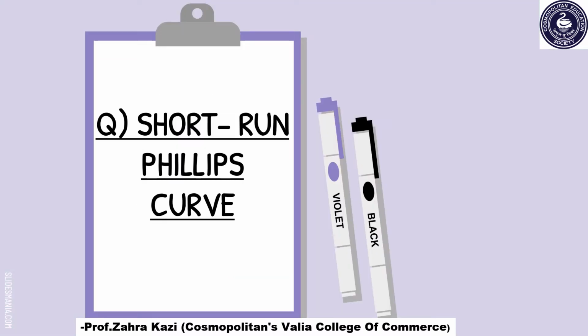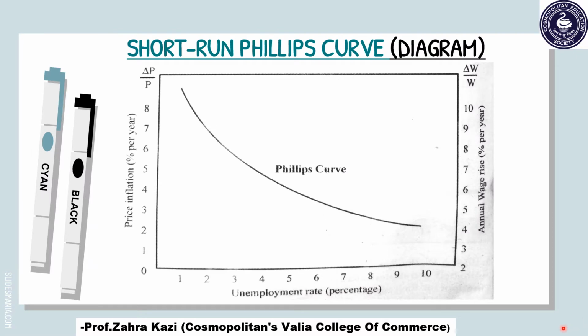The first question under the Phillips curve is about short-run Phillips curve. Let's understand about short-run Phillips curve in detail. This slide shows short-run Phillips curve. So the diagram here is of short-run Phillips curve. Let's understand this diagram. On the x-axis, we have plotted unemployment rate, which is measured in terms of percentage.